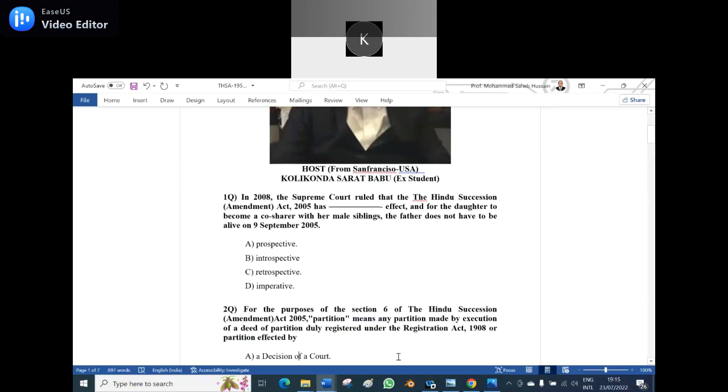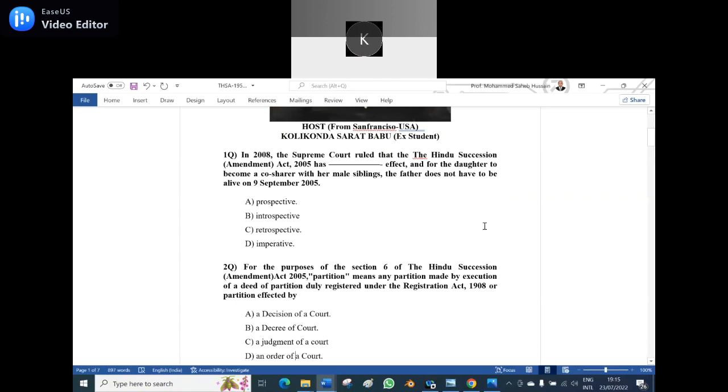Second question: for the purposes of Section 6 of the Hindu Succession Amendment Act 2005, partition means any partition made by execution of a deed of partition duly registered under the Registration Act 1908 or partition effected by A. decision of a court, B. a decree of court, C. a judgment of a court, D. an order of a court. Decree of a court, sir. Yes, option B is the correct answer, a decree of court.